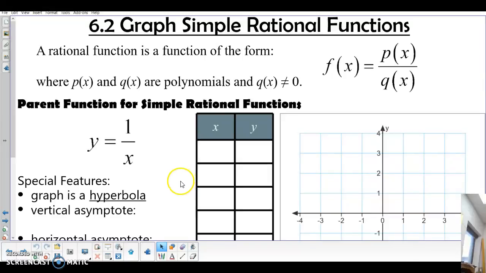Hello, algebra students. This is looking at lesson 2 of unit 6. We're going to graph some simple rational functions. So first, to define, a rational function is a function that is of the form that you see over here.